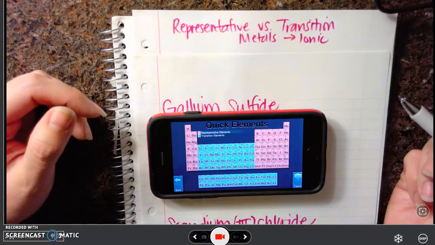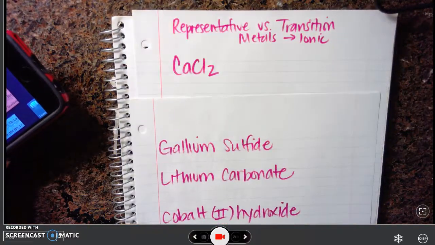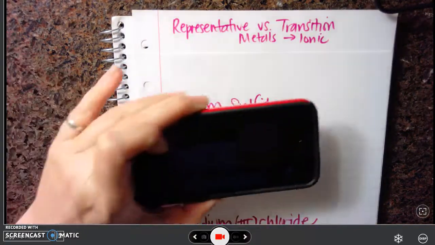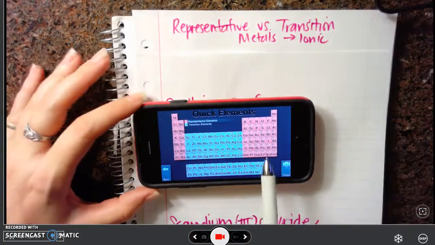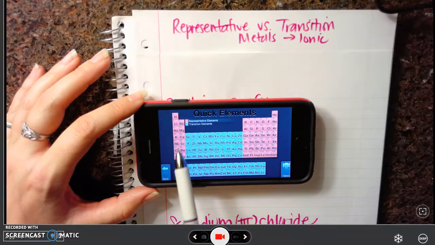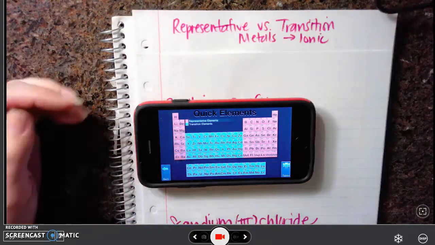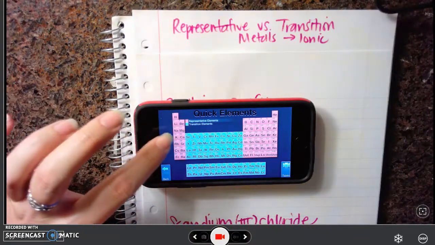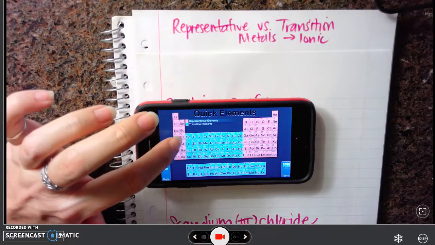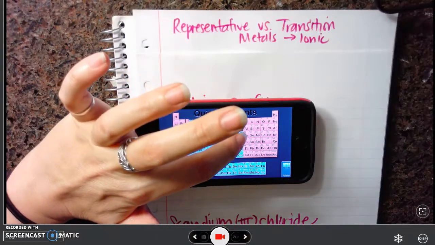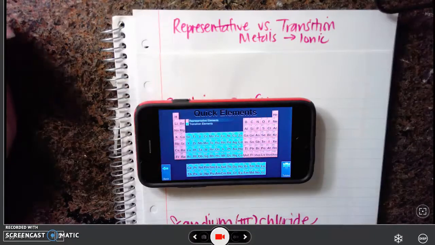I just wanted to make a quick video on how to tell the difference in naming and writing a formula for an ionic compound. Ionic compounds are named differently if you have a representative element, which are all in red on my periodic table here, or a transition metal, which are in the gray. Representative elements always have the same charges. Group 1 has a +1 charge, group 2 is always +2, group 13 is +3, then you have plus or minus 4, -3, -2, and -1.